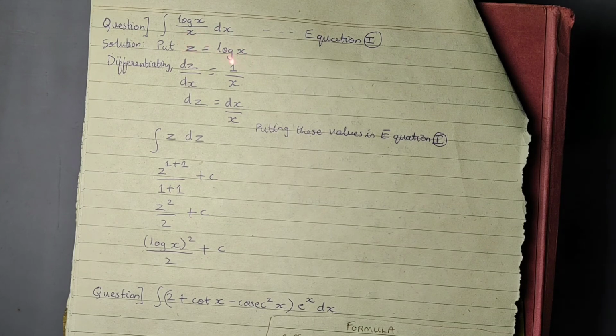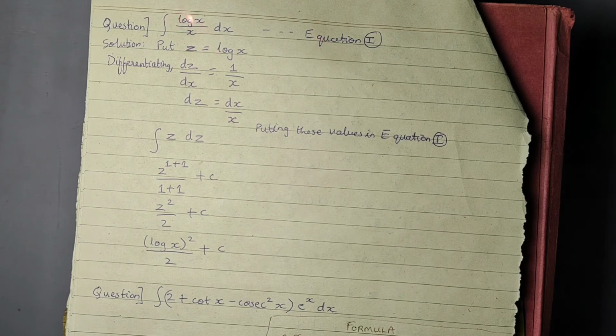So now z as log x, if you put the numerator as log x, we have to integrate this. Okay, so differentiating with respect to x, we get dz by dx, and d by dx of log x is 1 divided by x. This, if you take on the opposite side of the equal to, you will get dz is equal to dx divided by x. This you put in equation number 1.